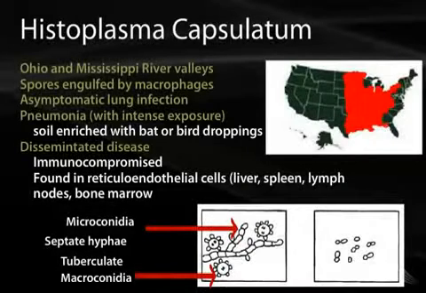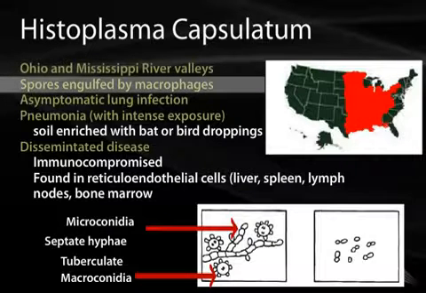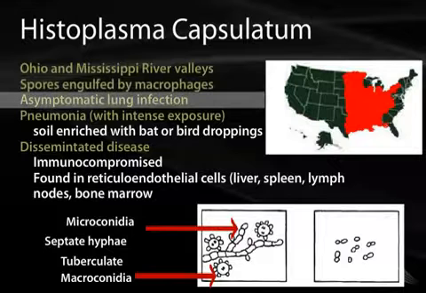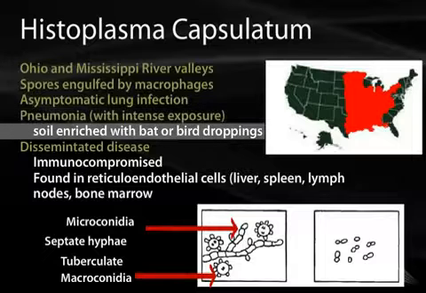Histoplasma capsulatum is the first fungus we're going to talk about. It's frequently found in the Ohio and Mississippi River valleys. You have spores which are engulfed by macrophages, and you have an asymptomatic primary lung infection. Some people will get pneumonia if you have enough exposure. We get it from inhaling spores which come from soil which is enriched with bat or bird droppings.